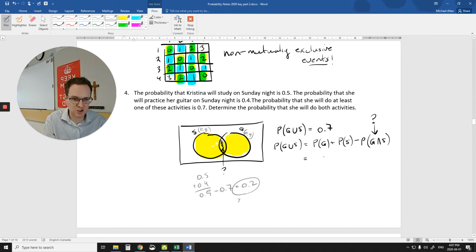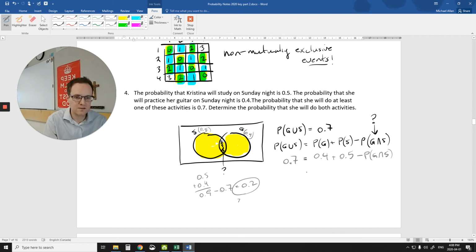Now I just want to double check that with this formula and see if it actually works. So that side here, the union of the two sides, which is everything inside the two circles, has to be 0.7. The probability of the guitar is 0.4. The probability of studying is 0.5. And we're looking for this piece here. Oh, I don't know why I made that an A. That should be just a weird looking N. Okay, I'll fix that.